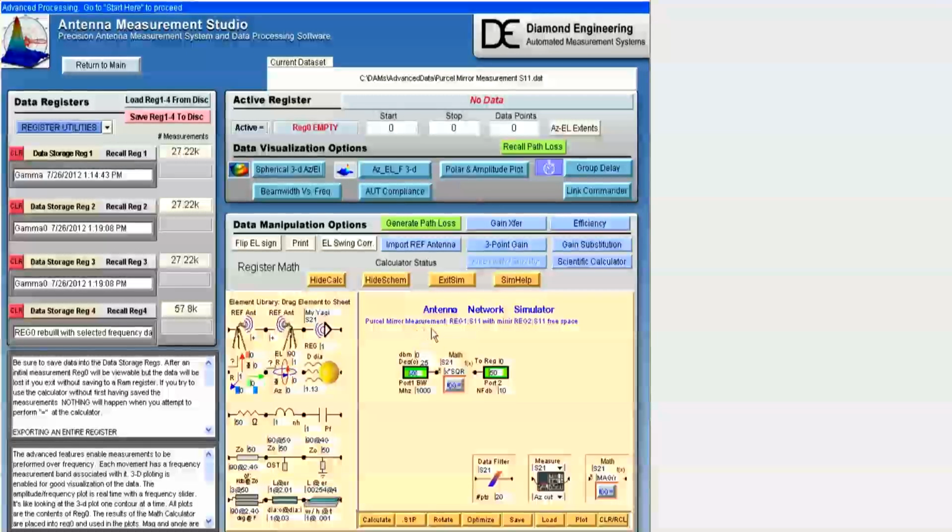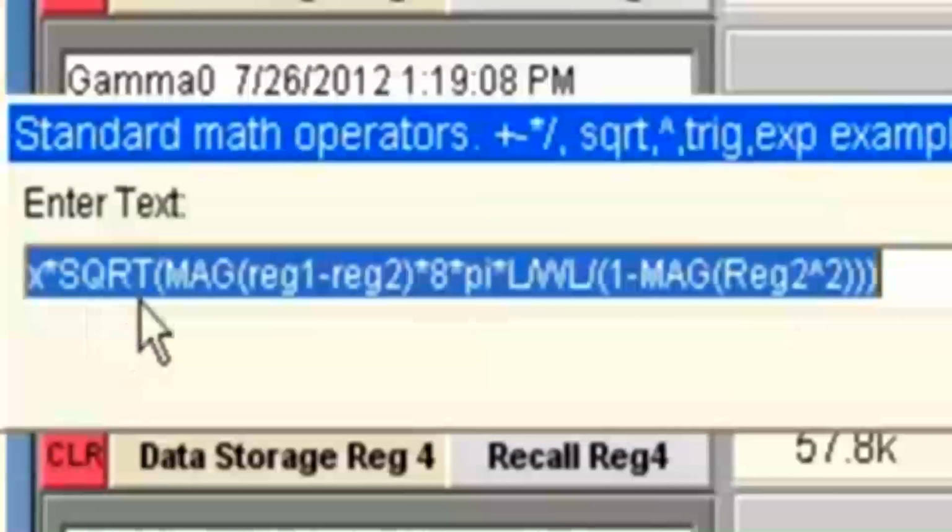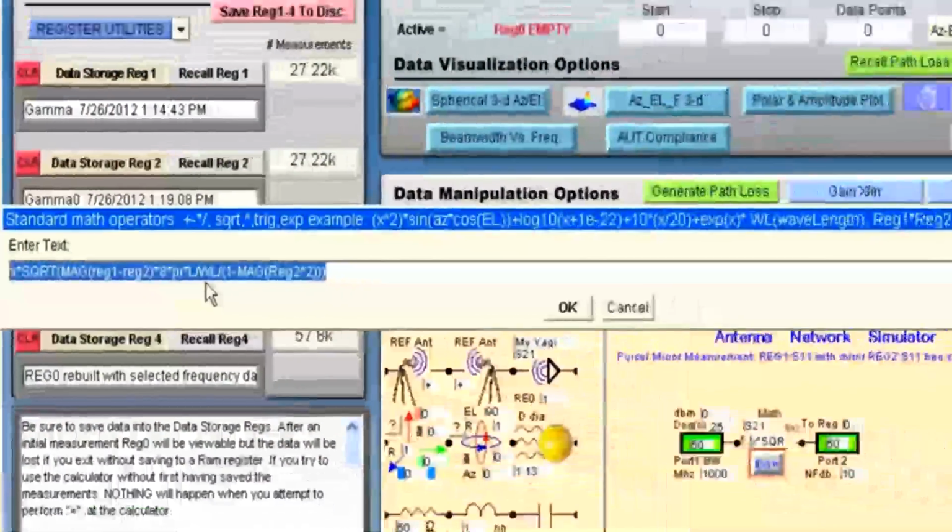As you can see, it's telling us here that Reg 1 contains the S11 data and Reg 2 contains the S11 data in free space. For this processing, the math icon was programmed with Purcell's equation. Here we see it as the square root of the magnitude of register 1 minus register 2, times 8 times pi times L divided by WL, divided by 1 minus the magnitude of Reg 2 squared. We use the square root because the data is all linear. L is the internal variable for distance of the path, while WL is the wavelength.